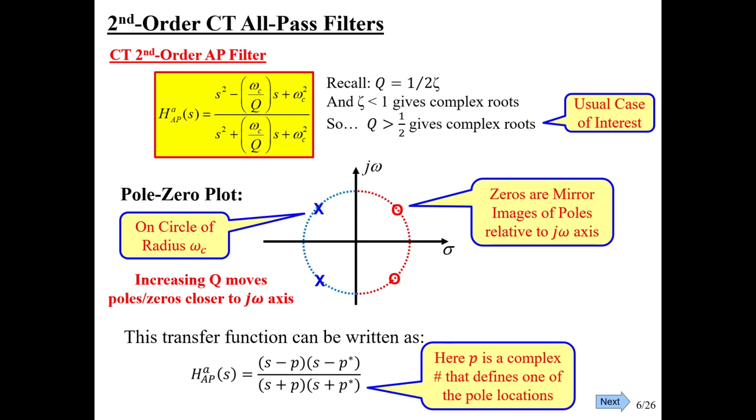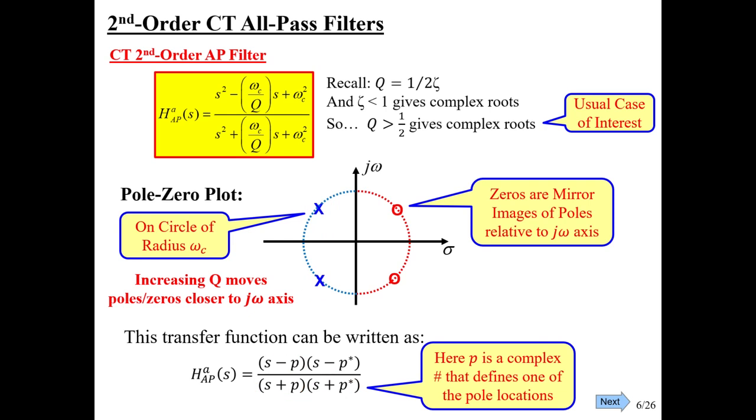And because of that, we could rewrite our transfer function in the following way. Choose P so that this term gives us one of these. It doesn't have to be that one, it could be the other one. And then P conjugate would make that term give us the other one, because these are complex conjugates. And then negating that, so S negative P.